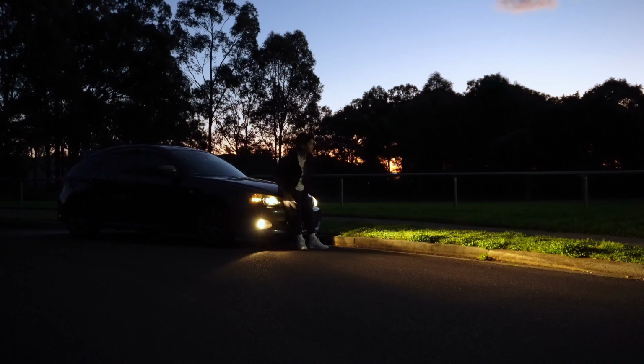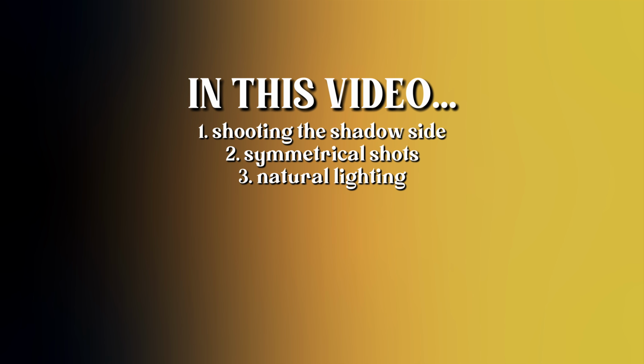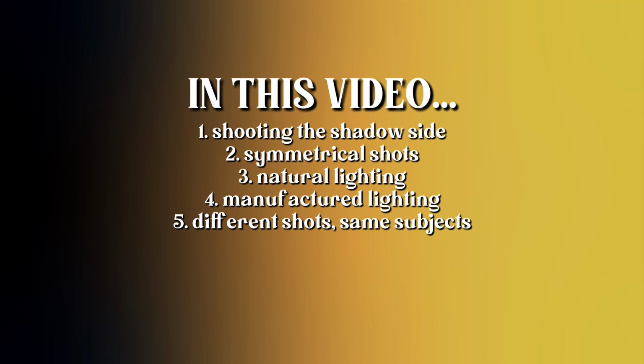Today I'll be showing you 8 beginner-friendly ways to make your videos look more like films, aka finding your cinematic style. In this video we'll be going through shooting the shadow side, symmetrical shots, natural lighting, manufactured lighting, different shots for same subjects, color grading, shooting with low exposure, and stealing shots.